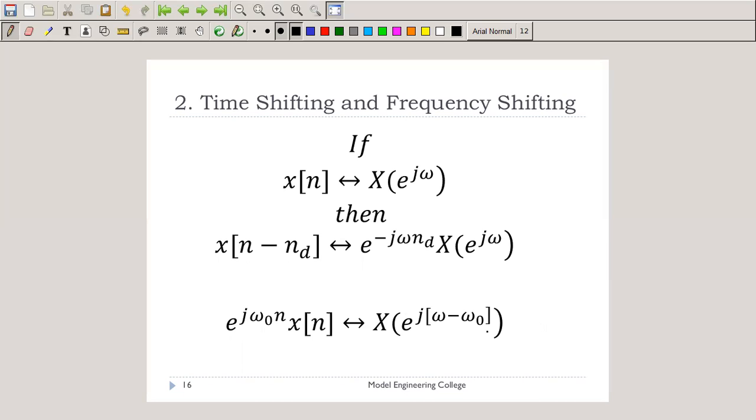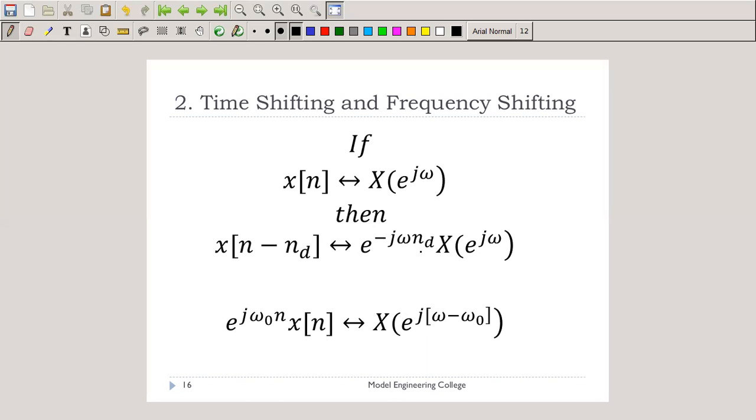The second property is the time shifting and the frequency shifting property of the Fourier spectrum. First, let us consider the time shifting property. For that, take x of n and its Fourier spectrum x of e raised to j omega, and consider a signal x of n minus nd. That is, the sequence is delayed by nd. The Fourier transform of x of n minus nd is equal to e raised to minus j omega nd times x of e raised to j omega. This is proved by writing the expression for the Fourier spectrum, and from that it is clear that there will be a term e raised to minus j omega nd.